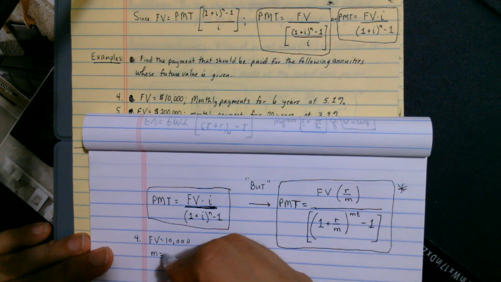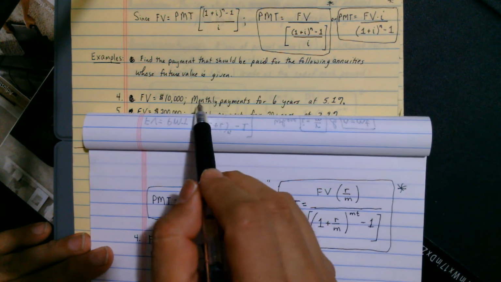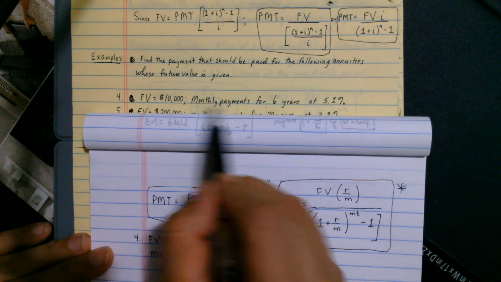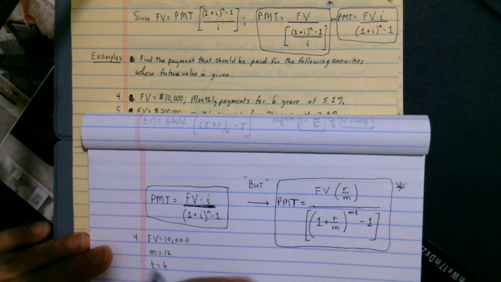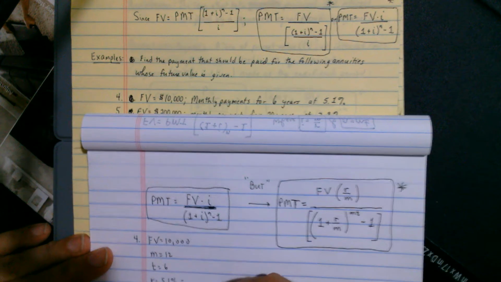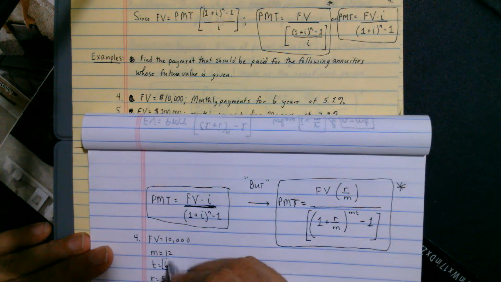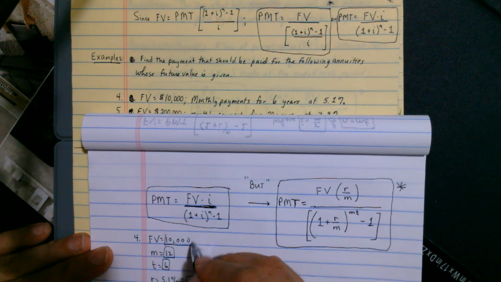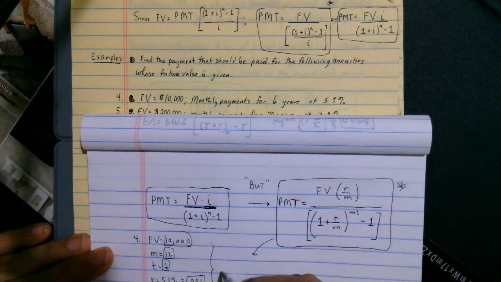Monthly means 12. Again, M for monthly, essentially, I'm sorry, not month. M for number of payments per year, so 12. T is for the number of years, 6. And your interest rate is 5.1%. By now, it should be second nature that the decimal moves left 2 places, so 0.051. So these are your values. This is your formula. So let's see if we can put it together here.